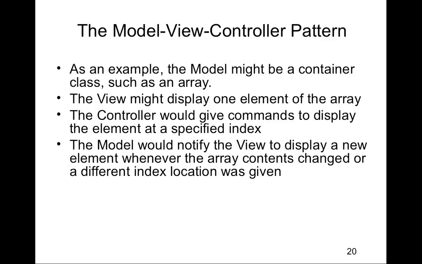So the model would notify the view to display a new element whenever the array contents changed or a different index location was given, perhaps. So the model would basically go to the view and say, hey, update your display, I've changed. So that's how you can get all three of the components to work together.